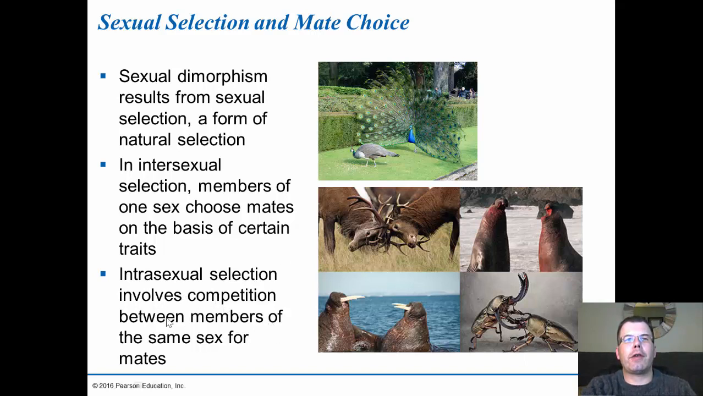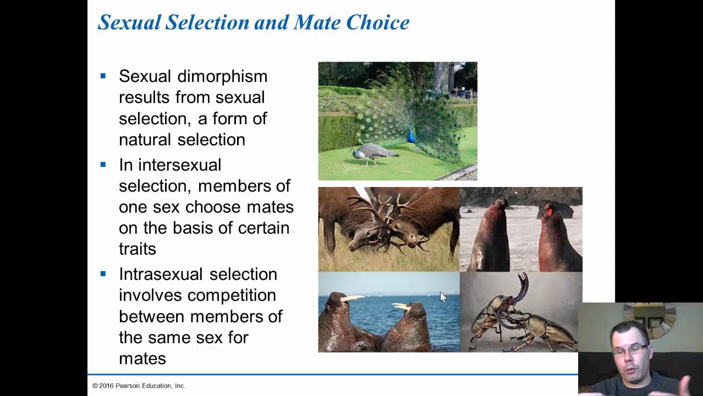Intrasexual selection involves competition among members of the same sex for mates. A lot of times we see this where males will have aggression towards other males and they will fight to say, I'm the dominant one, I am going to mate. We see that a lot, especially in mammals, but also in insects and other animals that show these different types of behaviors.